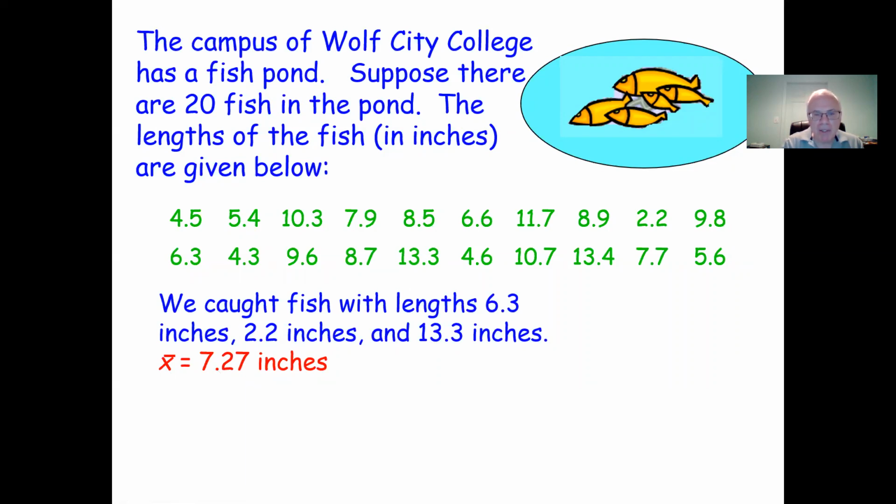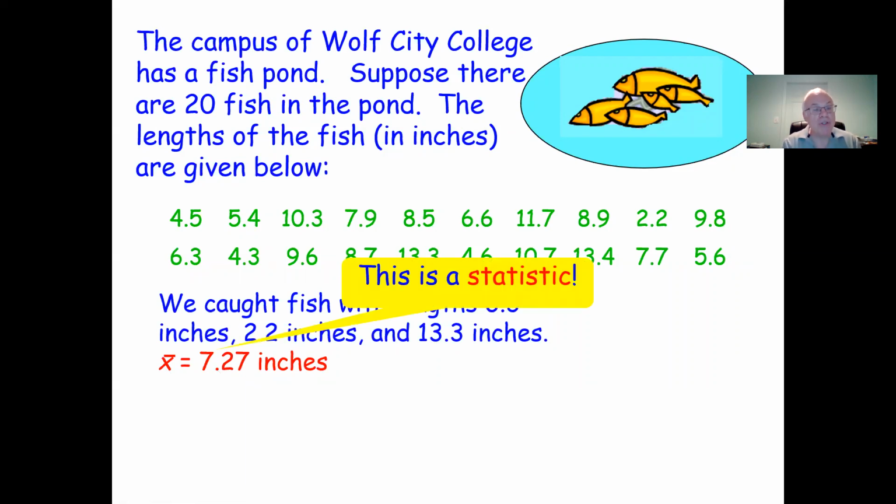That's called a statistic, by the way. The population average is called a parameter. So everybody knows that parameter. And the sample mean is called a statistic.